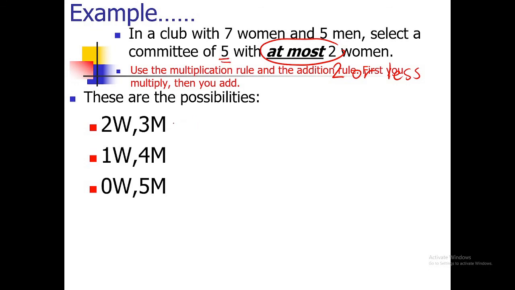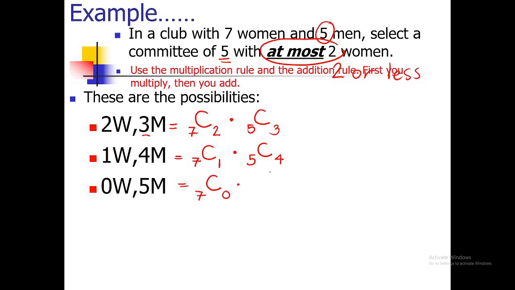Okay. Let's use combination now. So let's start with, how many women? Sir, 7. Yes, 2 will be taken. I'll multiply it, sir, by the men. There are 5 here, and 3 will be taken from here. Next, sir, the second scenario. 7, yes, 1 woman will be taken. Times, there are 5 men, then 4 will be taken. Next, 7, 0, 5, 5. Okay.